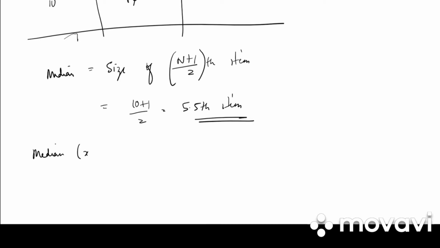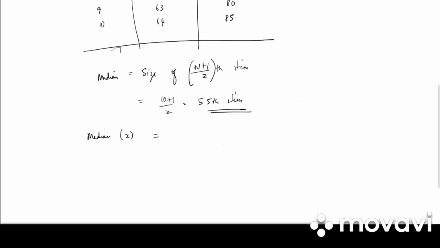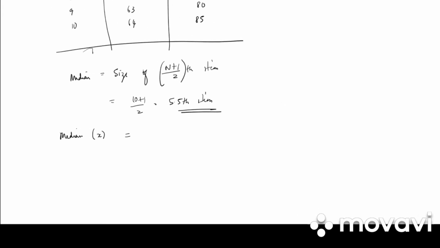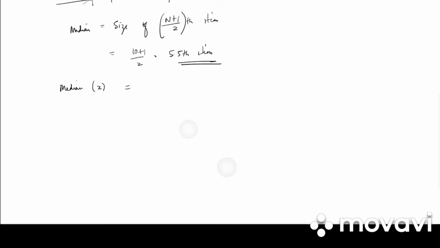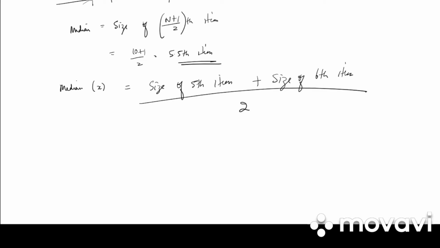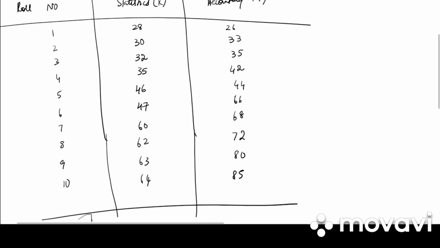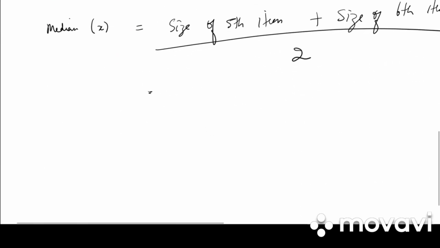So median in X, that is statistics. They have given us 5.5. So whenever it is in decimals, how do we find the median? It is between 5 and 6. So size of fifth item plus size of sixth item divided by 2. Go to statistics, fifth and sixth, that is 46 and 47. 46 plus 47 divided by 2, 93 divided by 2, that is 46.5 marks.